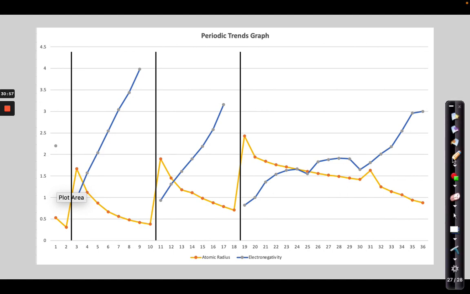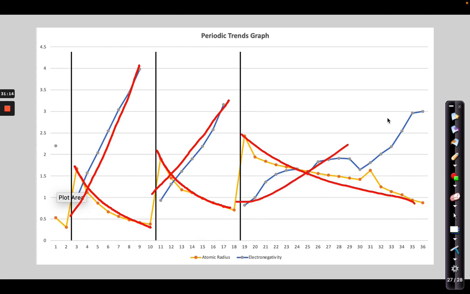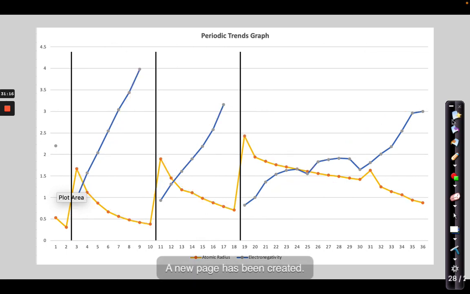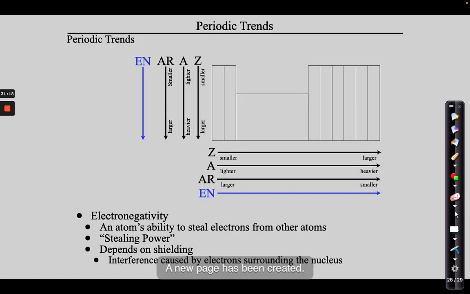Check this out. Every time atomic radius got smaller, what happened to the blue line? What happened to your electronegativity? It went up significantly, right? And then here we can see that radius is getting smaller, and my electronegativity is getting stronger. And then my radius is getting smaller, and my electronegativity is getting stronger. Smaller is stronger.